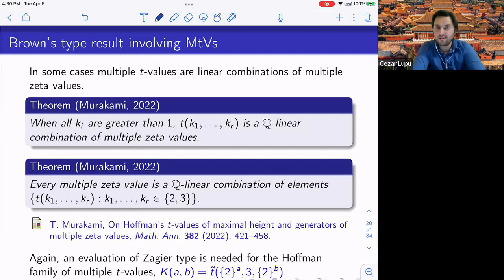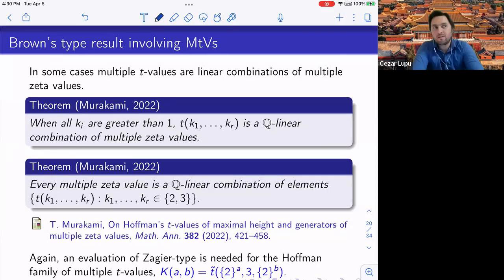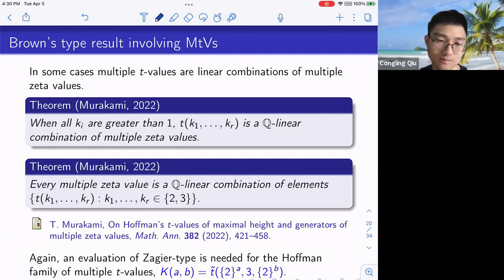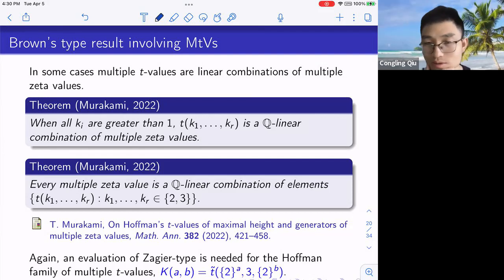I don't know. Honestly, I'm not sure. I don't think they did anything like that. That would be to an arbitrary number field, so I don't know what kind of multiple zeta value equation is related to this. I'm not sure. Yeah, I don't know.